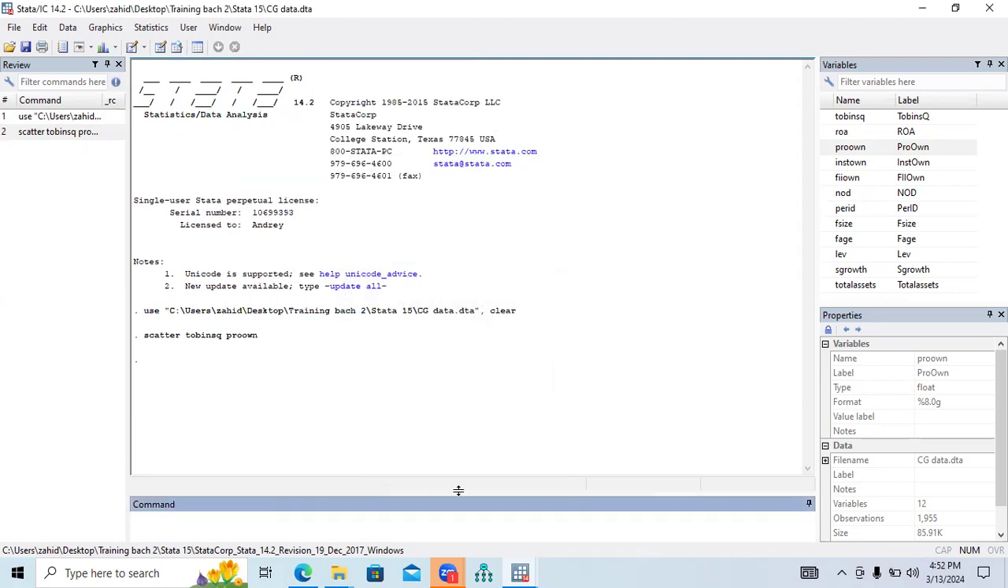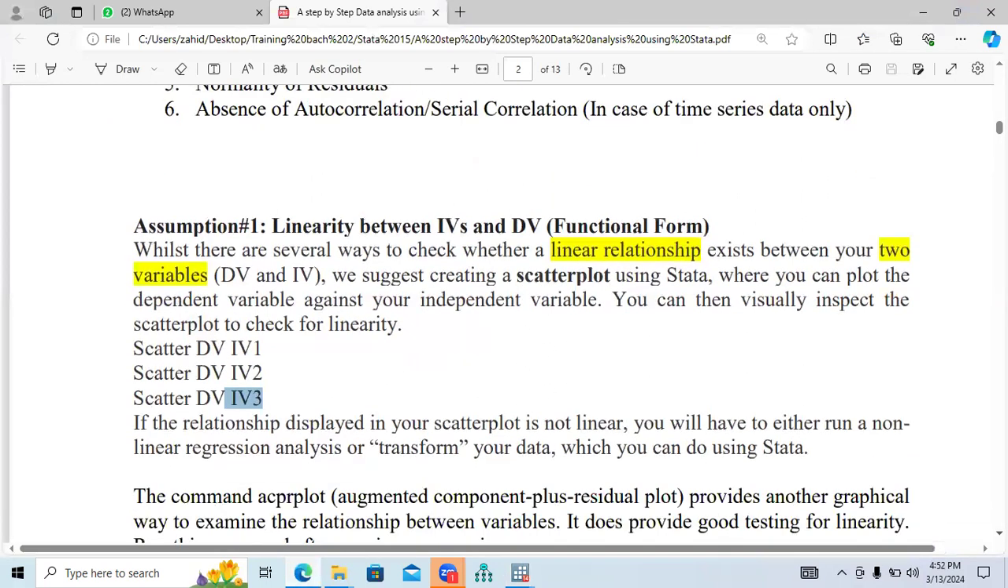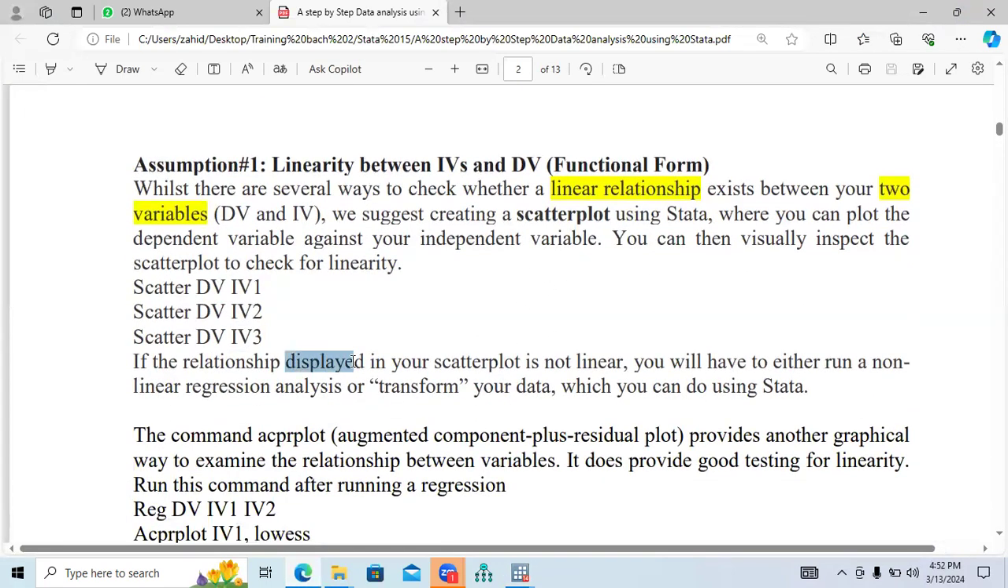There are some things that we need to understand as a part of linearity. If the relationship displayed in your scatter plot is not linear, you will have to either run a non-linear regression analysis or transform your data. It is basically a remedy. I will let you know how to transform your data. There is a technique known as the ladder technique, which will let you know how you can transform your data.